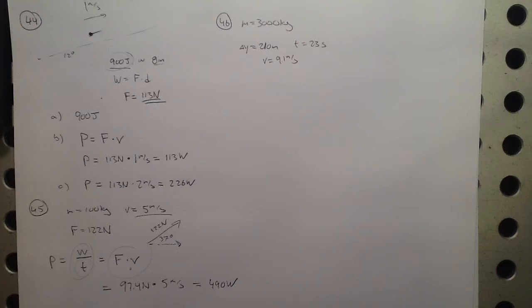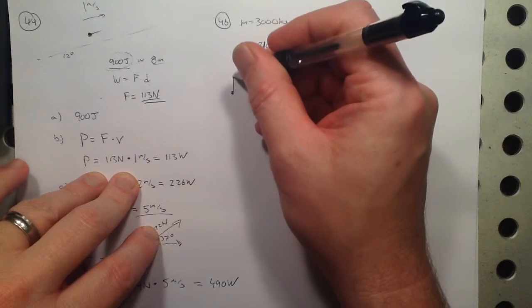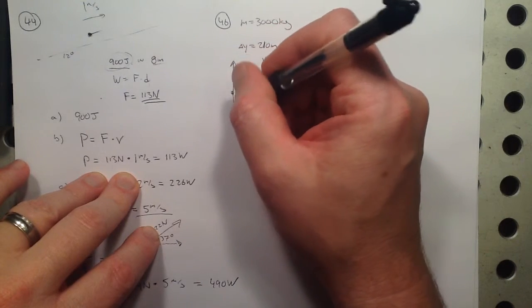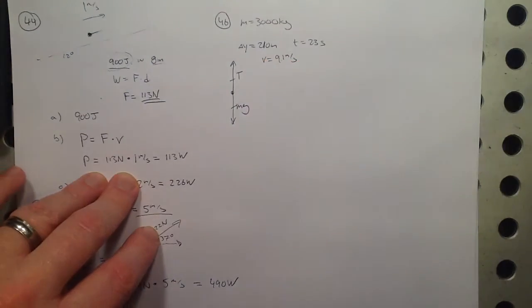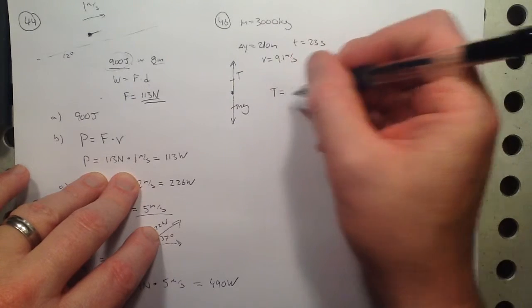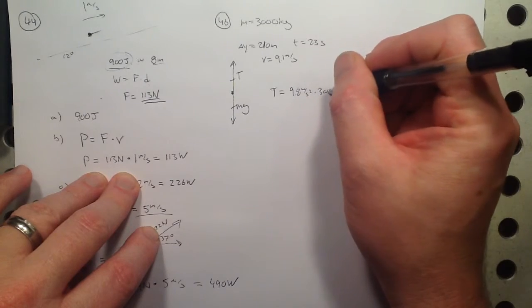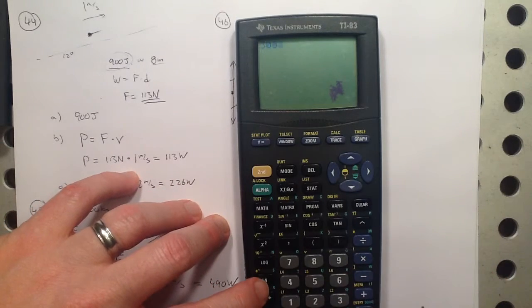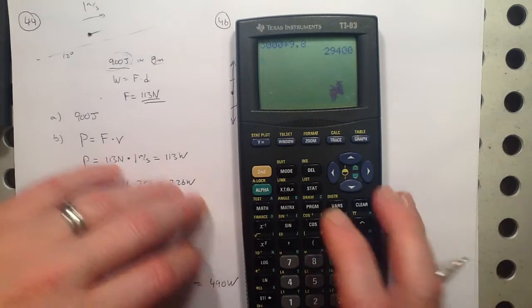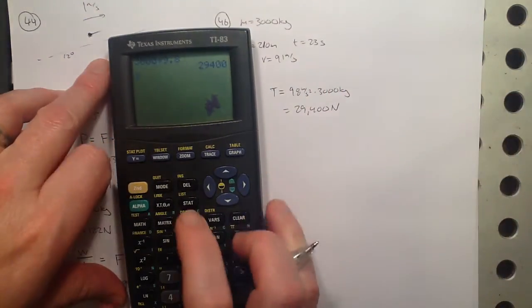At what average rate does the force from the cable do work on the cab? If it's going up at a constant velocity, let me make a quick diagram here. The force of tension from the cable would have to be equal to the force of gravity, right? So the tension force would just be equal to 9.8 meters per second squared times the 3,000 kilograms, and that's about 29,400 newtons of force.